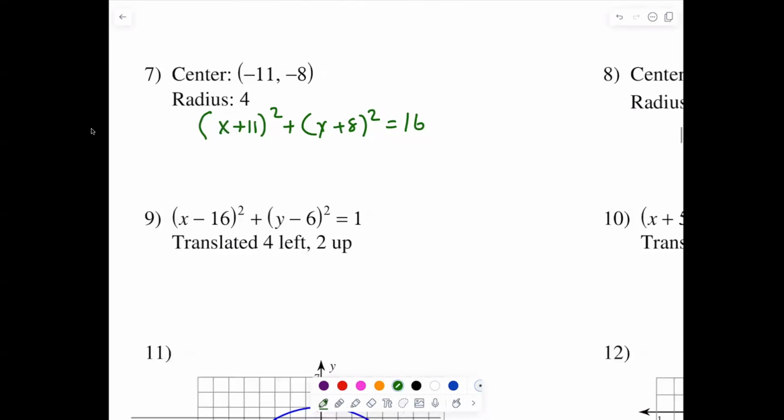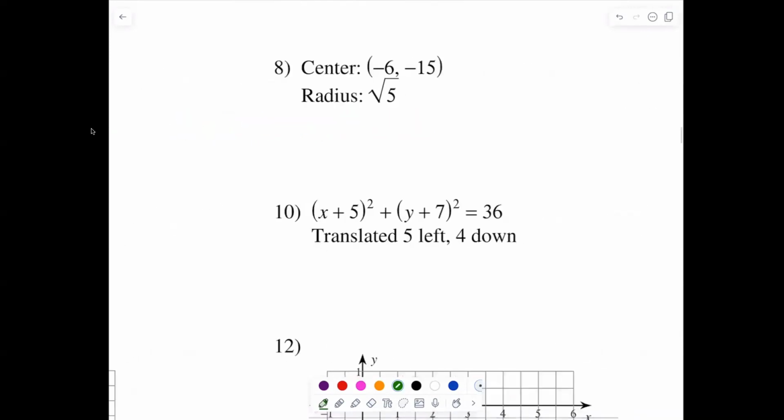So if I were to ask you about question number 8, the answer would be x plus 6 squared plus, equals 5. That's how simple. There is nothing to it.